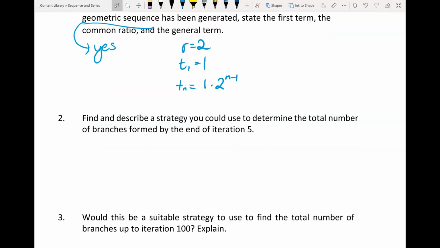The second part, we're going to find and describe a strategy we could use to determine the number of total branches formed by the end of iteration 5. In this case, we can use the same formula from the last lesson. Tn is equal to t1 times r to the power of n minus 1. And if you want to find iteration 5, that would just be t5, the first term, times r, which is 2 in this case, to the power of 5 minus 1. And if we did this calculation, that's 2 to the power of 4, which is 16, and that's exactly what we had in our chart.